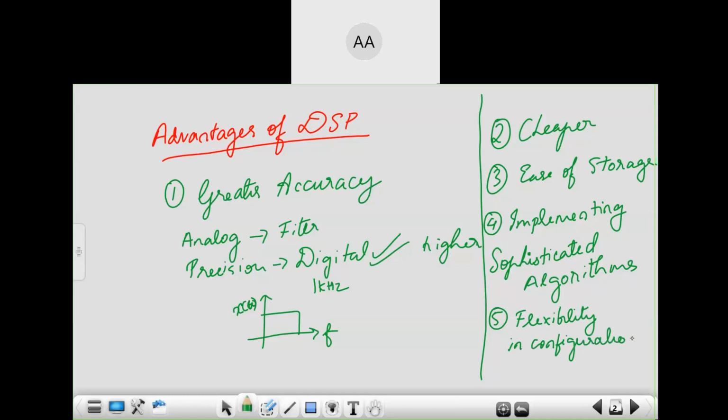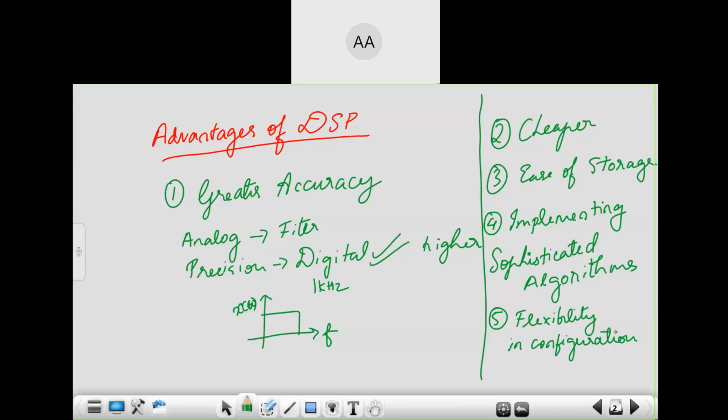So when I say flexibility in configuration, it means that in many of your applications, depending upon the application, you will have to do certain adjustments, which is possible using a DSP processor. Which is a very big advantage. Got it?